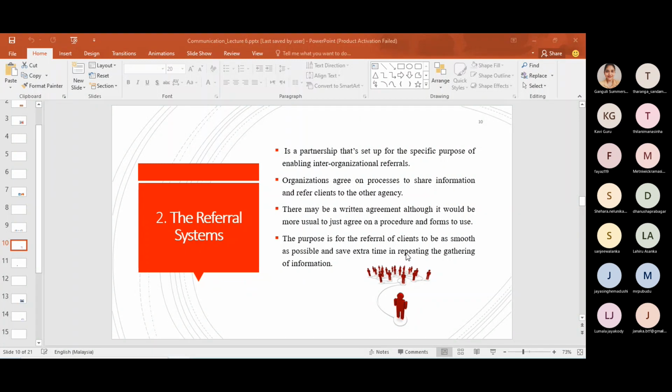What kind of benefits do you get by recommending another organization or another agency to your clients? What can be the benefits?